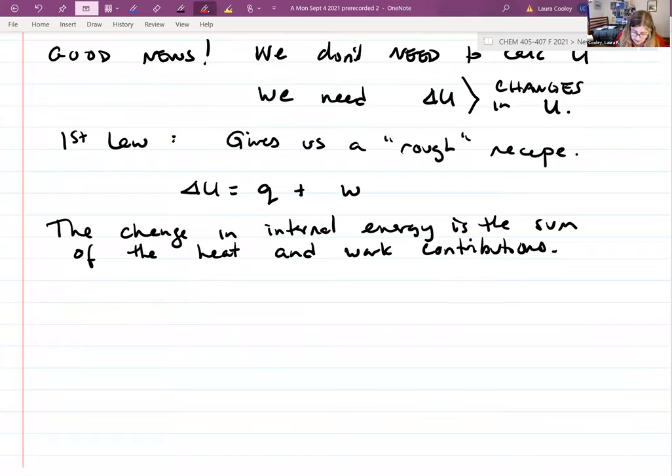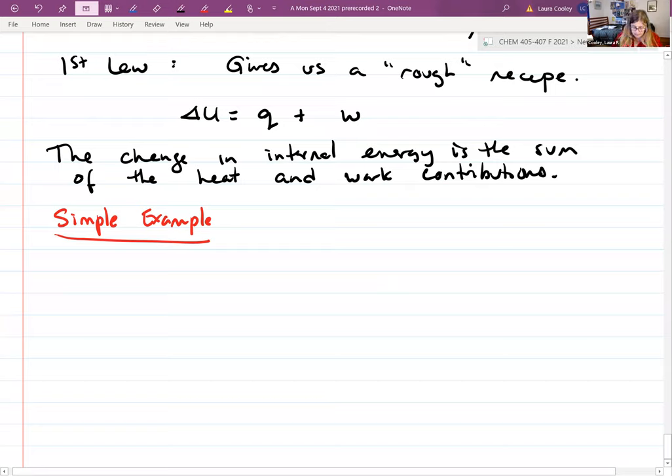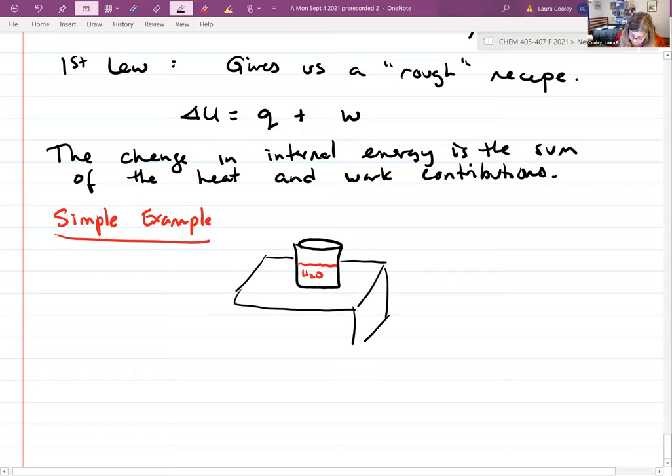But before I go into calculations, I want to talk about another sort of simple example. Not as simple as a monatomic ideal gas, but not as complicated as a complicated reaction either. So here's a simple example. What I'm going to talk about is if you take a beaker of water and you put it on a hot plate. So here's H2O, and I put it on a hot plate. And I heat it up. I got heating and stirring going on here. Here's my beaker. And here's my atmosphere.